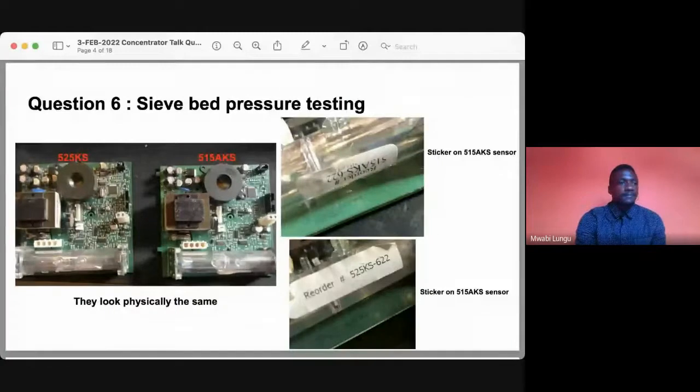I am trying to fix a concentrator, the Devilbiss 515, and upon troubleshooting, I have noted that the circuit board is dead. I do not have another control board from 515, and the only board I have is for the Devilbiss 525, which looks physically the same as a 515 control board, and the connectors also. Any ideas if this board can work? I'll ask George to take this one up, please.